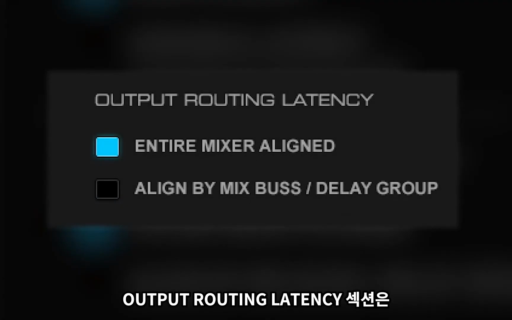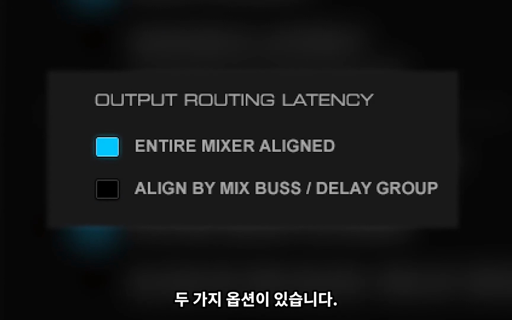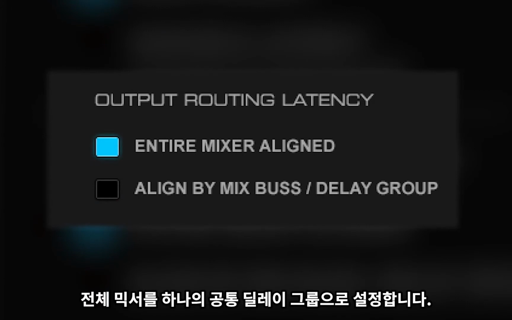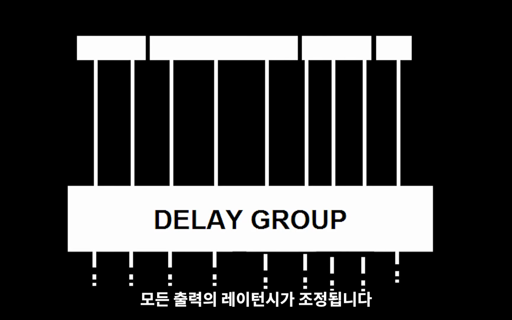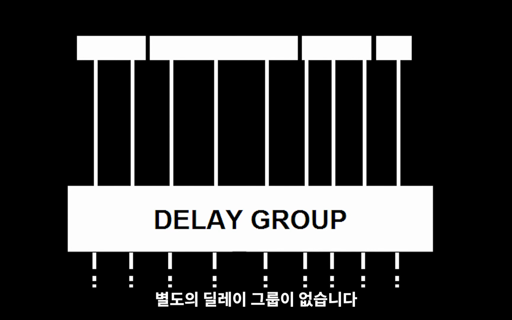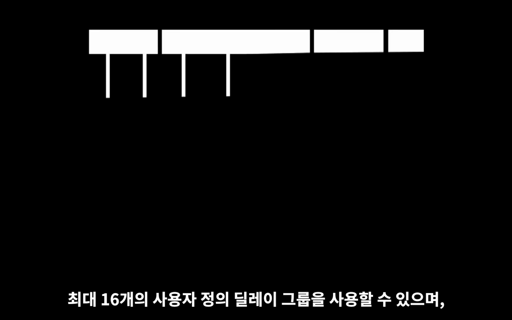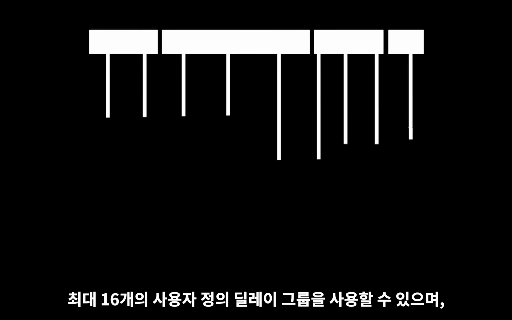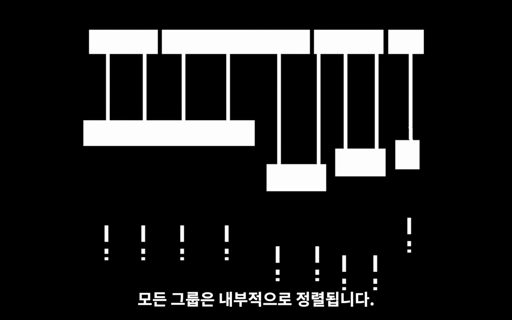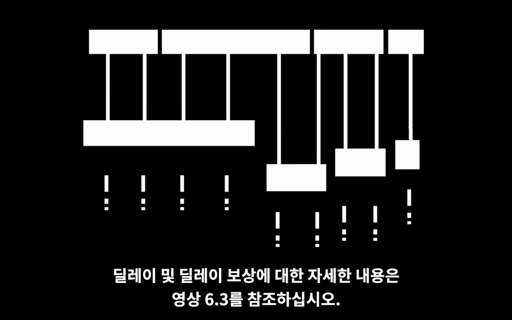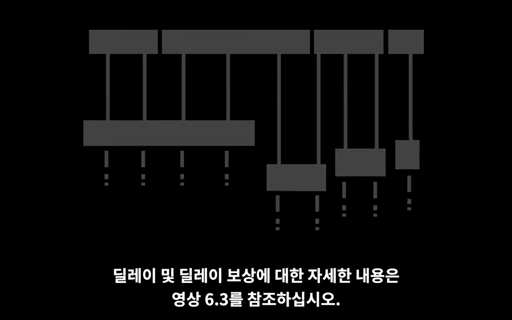The Output Routing Latency section sets alignment behavior of the output I/Os. There are two options. Entire Mixer Aligned sets the whole mixer to one common delay group. All outputs will be latency aligned. There are no separate delay groups. Aligned by Mixbus Delay Group enables up to 16 user-definable delay groups, each of which can have separate delays. Every group is aligned internally. Watch Lesson 6.5 to learn more about delay and delay compensation.